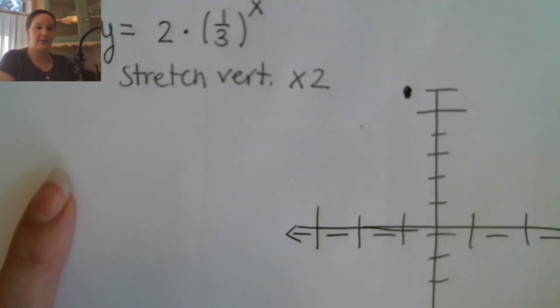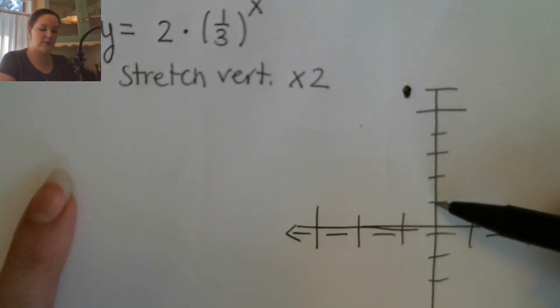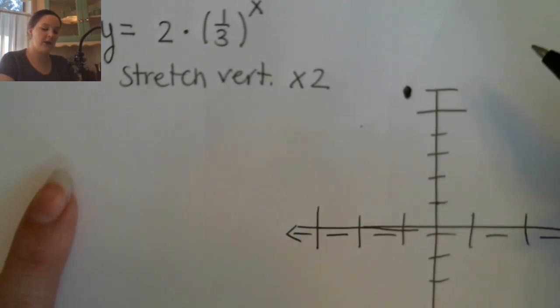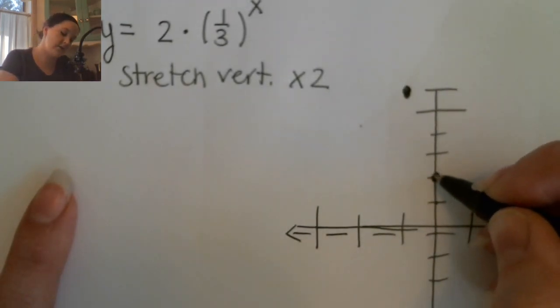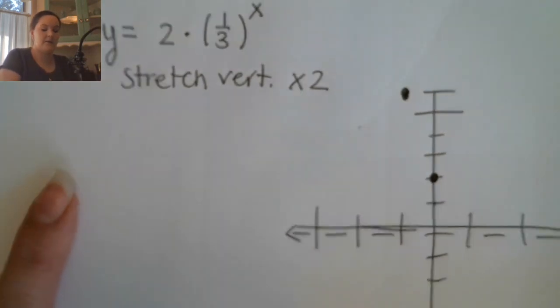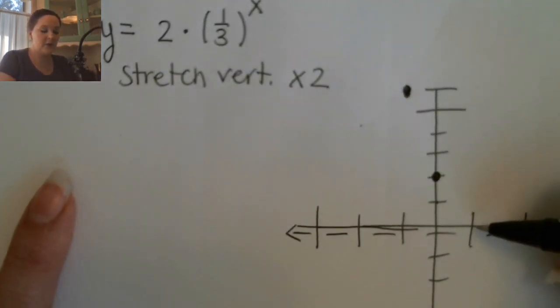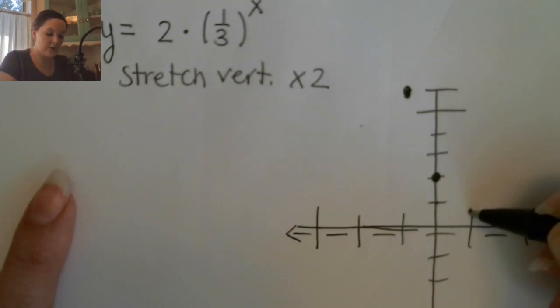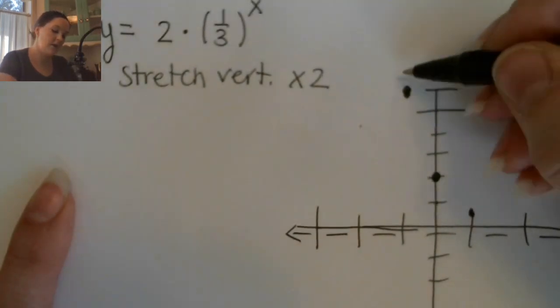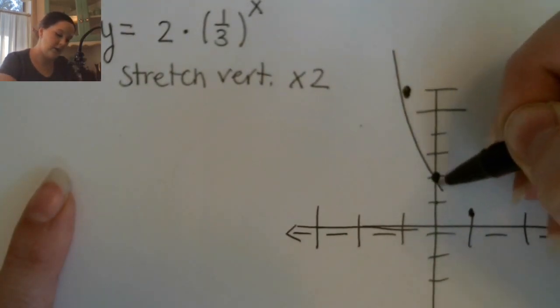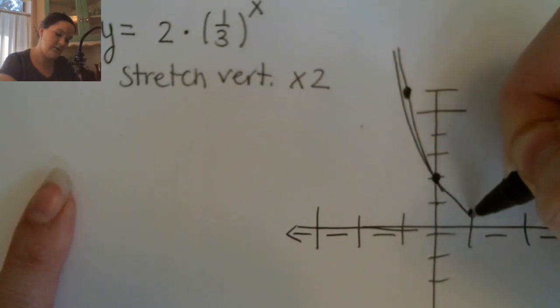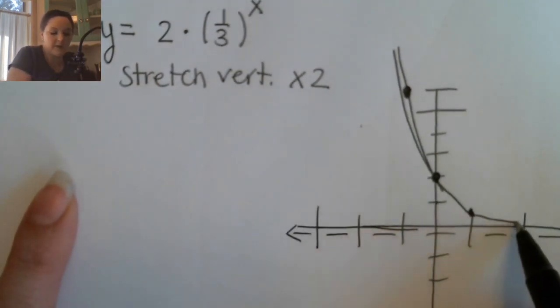Then we're going to take the point that was at (0, 1). The x coordinate is still the same, 0. For the y coordinate, 1 times 2 is 2. And then the last point was at (1, 1/3). The x coordinate is exactly the same, 1. 1/3 times 2 is 2/3. So our graph is going to look like this.